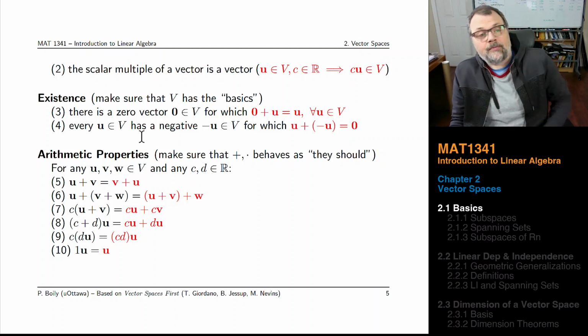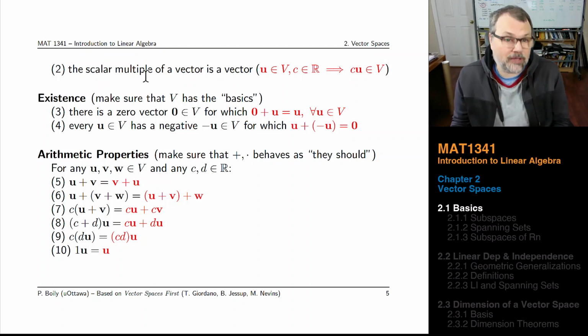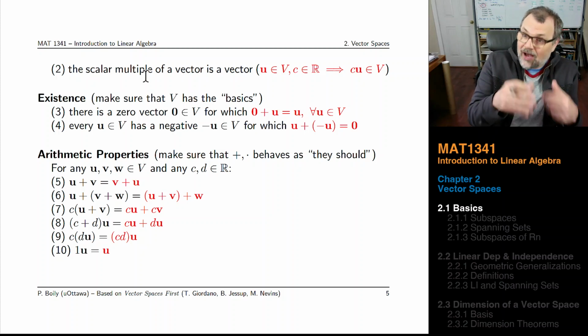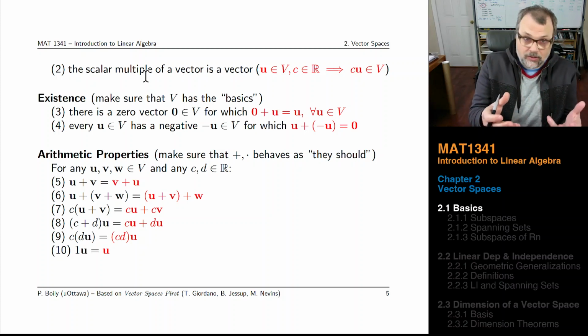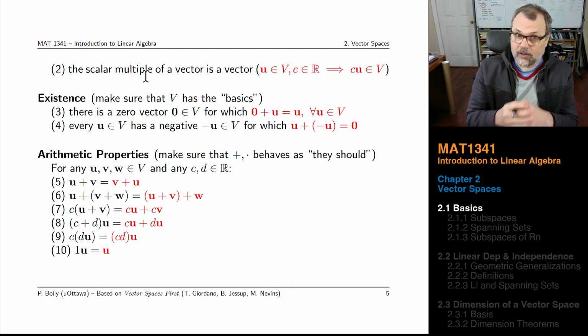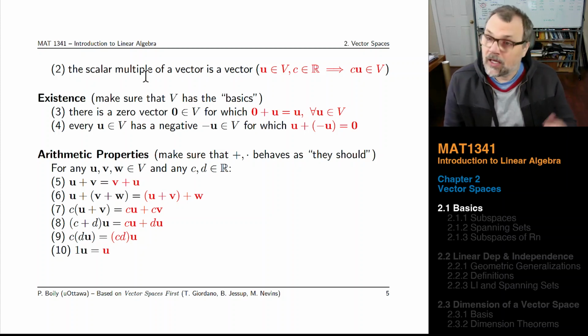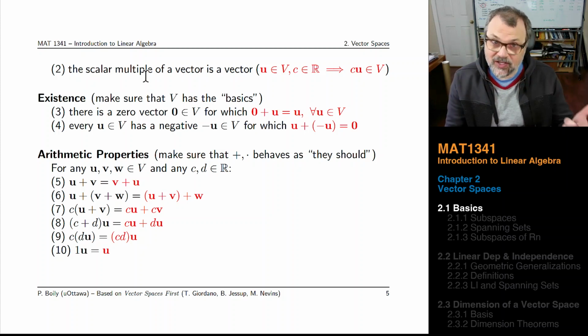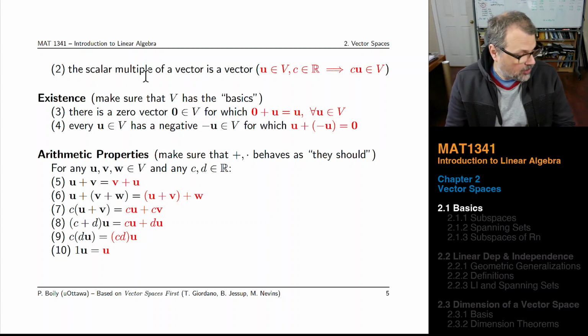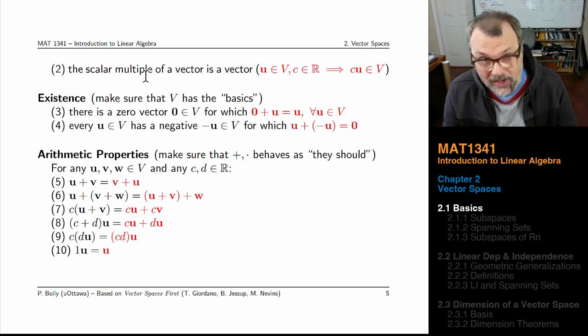Another closure axiom is that scalar multiplication doesn't take your vectors out of the space in question. So if you have a vector and you stretch it, you're still in the space. You haven't left the space. Formally, we would say if U is a vector and C is a scalar, then the scalar product C times U is still a vector. It's still in the space.